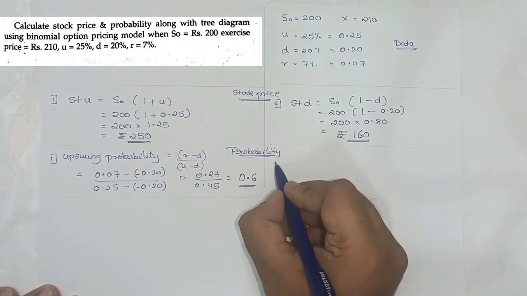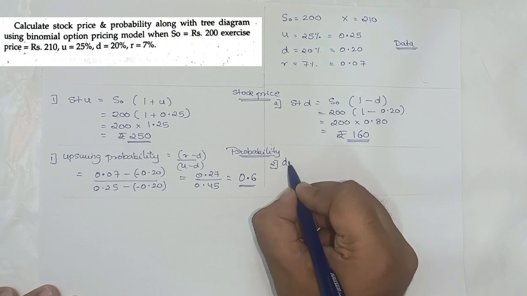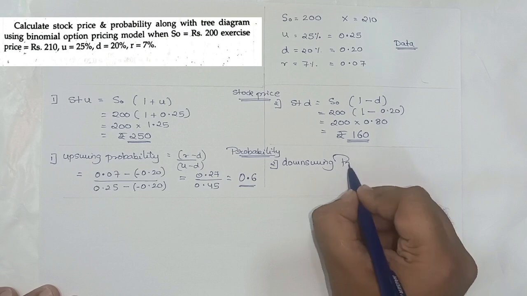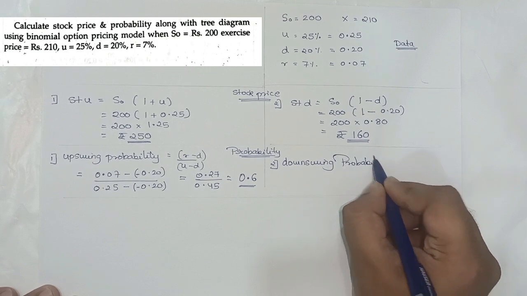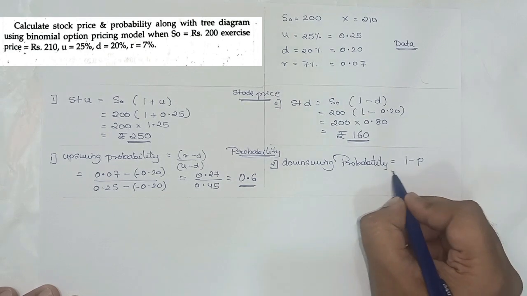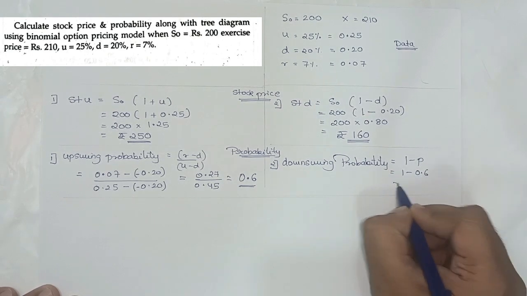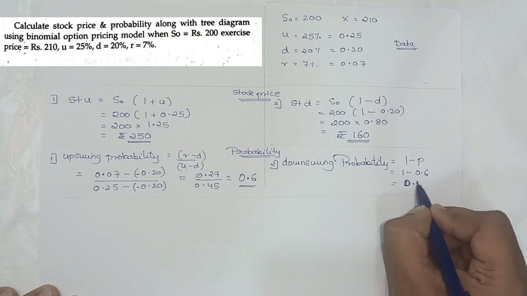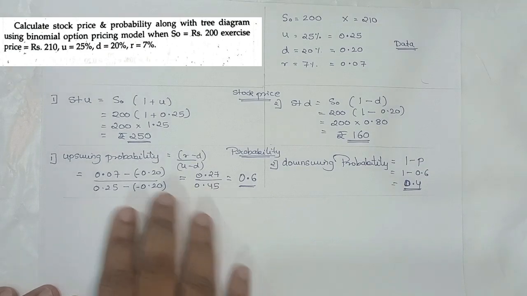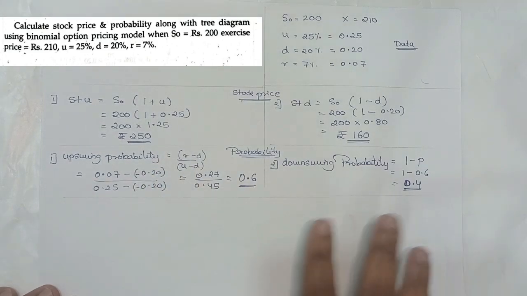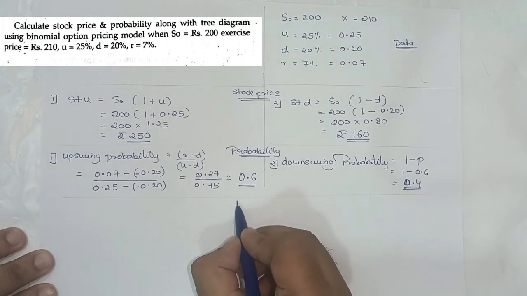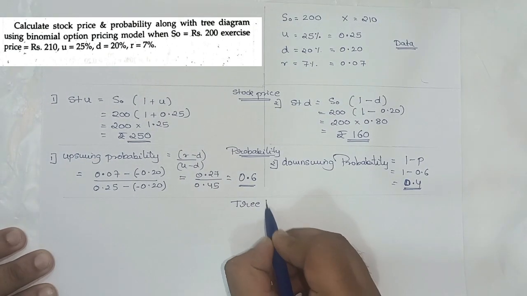Same way, now we need to find the downswing probability. That is very simple. The formula is very simple. It is 1 minus the probability. So 1 minus 0.6, the remaining percent is 0.4. So 60% there is a chance of upswing and 40% there is a chance of downswing based on this particular question. After this, one last thing that we have to create is the tree diagram.